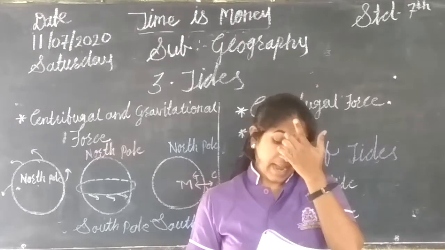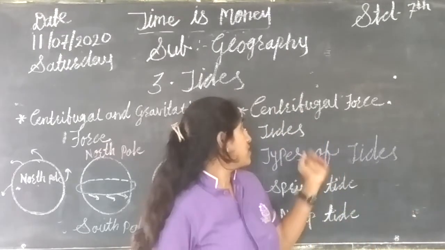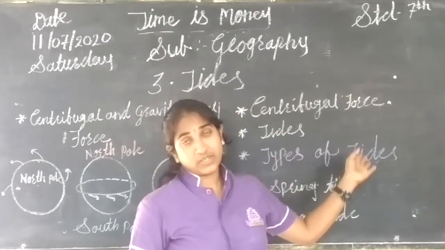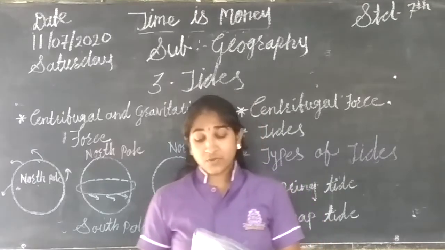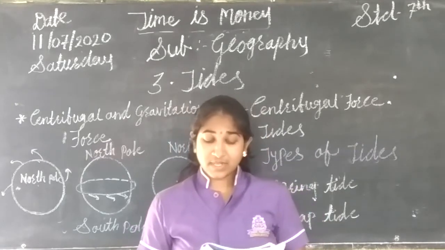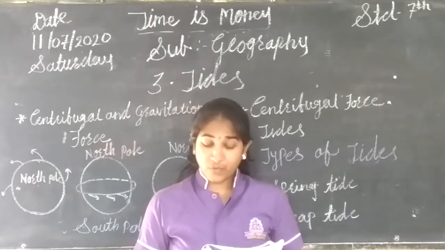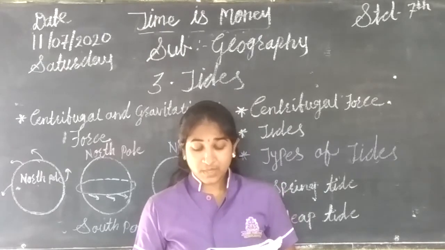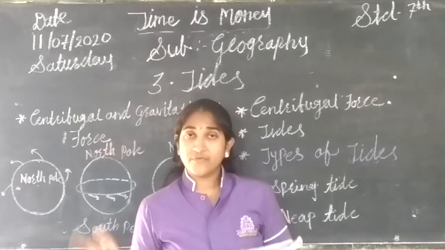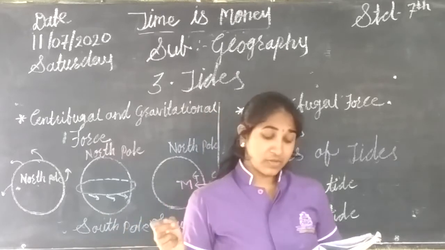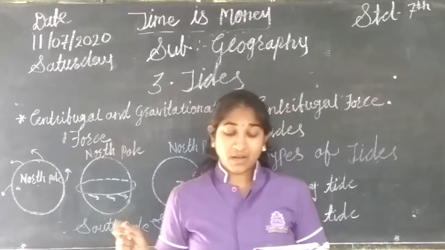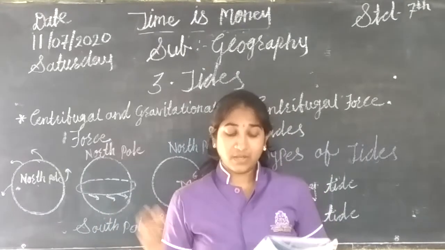Then centrifugal and gravitational force. Now they are given centrifugal force and gravitational force. Due to its rotation, the earth gets a type of power or force. The force works away from the center. It is called the centrifugal force. What is the centrifugal force? Now there is a given: the earth gets a type of power or force.